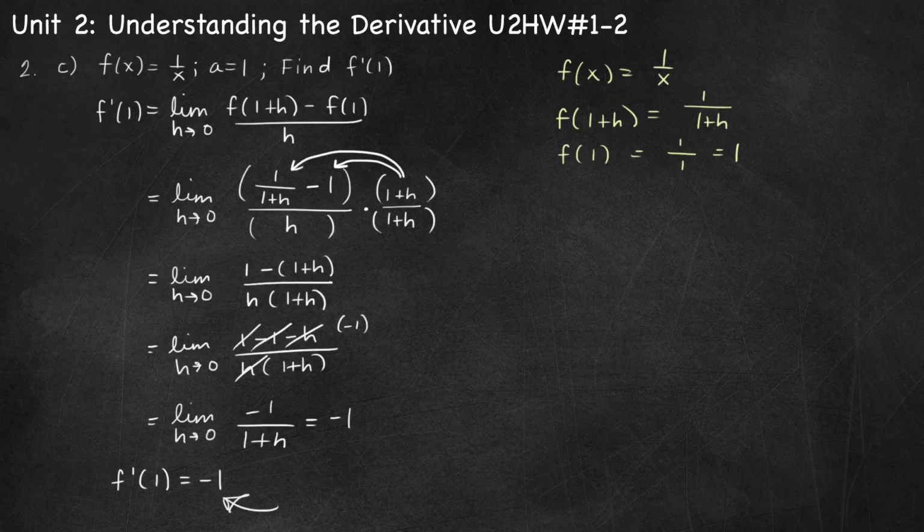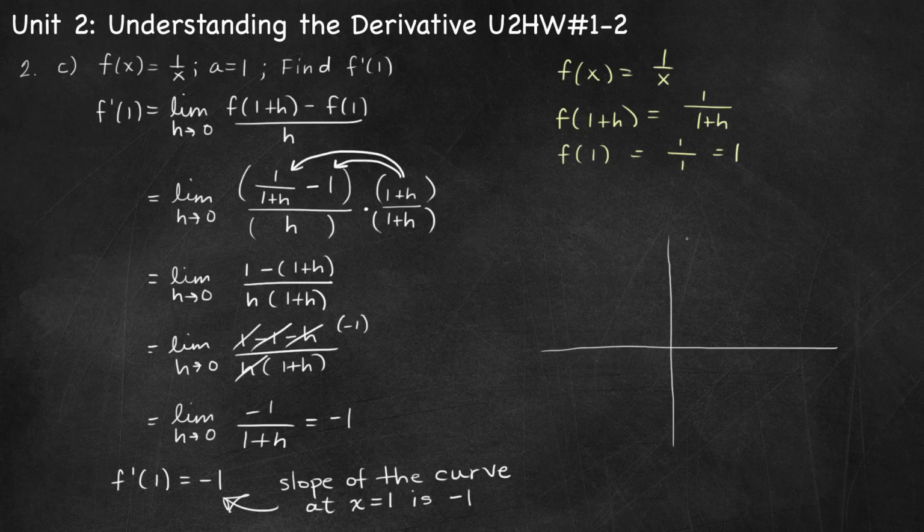And remember, this gives us the slope of the curve, or I could say the slope of the line tangent to the curve at x equals 1. So the slope of the curve at x equals 1 is negative 1. So let's just check on the graph and see if that seems correct. So if we graph y equals 1 over x, we get this hyperbola, and we have a point here at 1, 1.